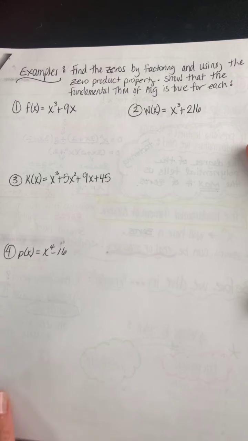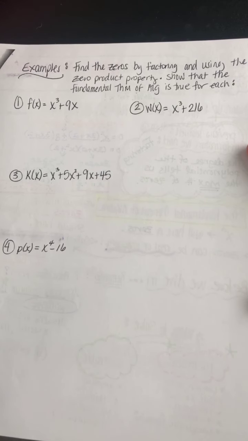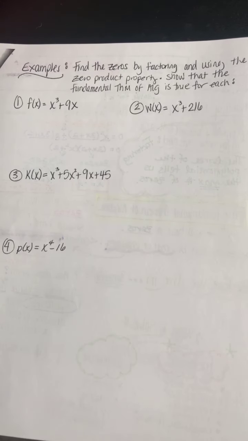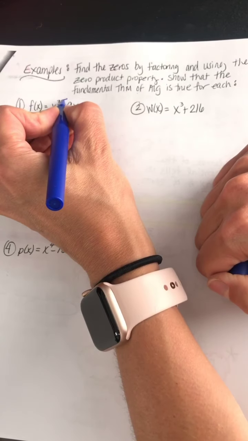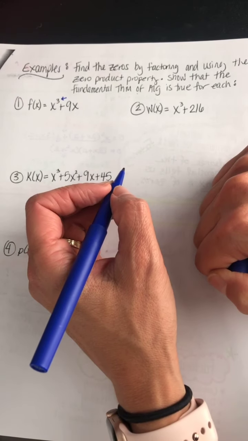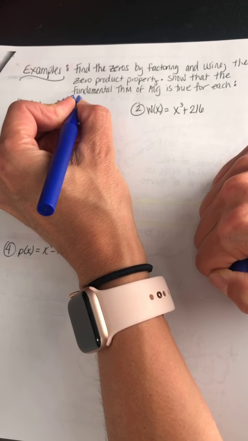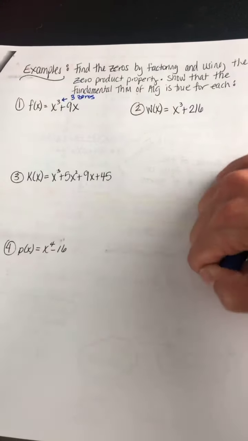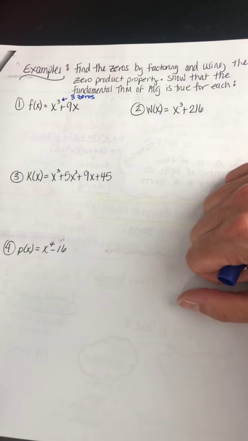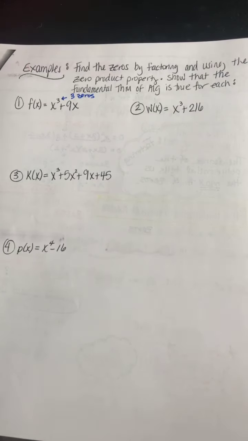All right, examples. We're going to find the zeros by factoring and using the zero product property, just like we did in the first warm-up. We're going to show that the fundamental theorem of algebra is true for each. Let's look at number 1. First thing I'm looking at is the degree. This is a degree 3, so that means that there should be 3 zeros according to the fundamental theorem of algebra. Well, let's find these zeros.